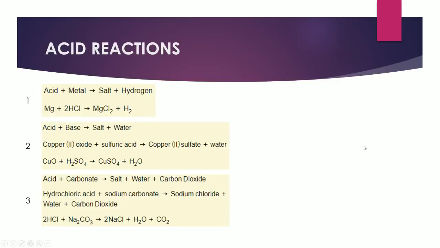So, when we take a look at the properties of acids, there are three main reactions that Cambridge wants you to be able to recall. Acids plus metals will always give you salt and hydrogen. In this example, magnesium will react with hydrochloric acid, and the salt will be the metal ion combining with the chloride ions from hydrogen chloride, and therefore you get magnesium chloride along with hydrogen.